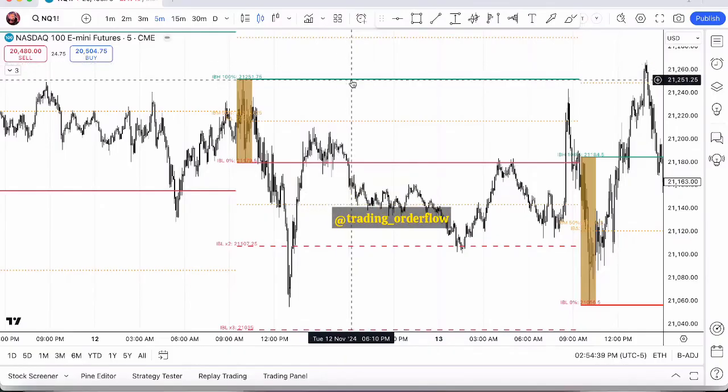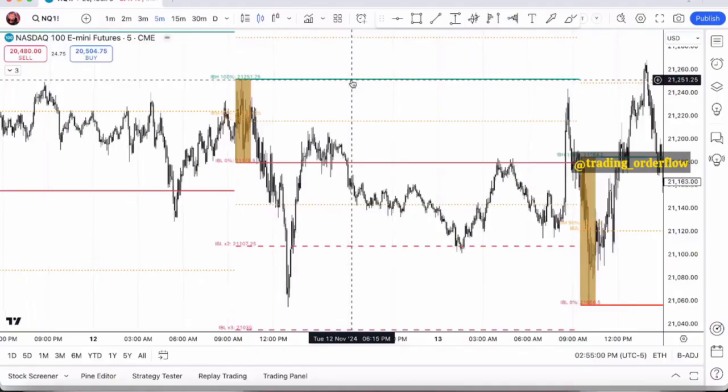You have to be patient. You have to wait for confirmation. You have to use other tools to help you gauge an entry. It's not simply, here's a line, short it, or we broke through it, long. I wish it was that simple. It is not. It will break through these levels all the time. It will chop around them. So in order to be a good scalper, you have to be more patient. You have to wait for confirmation.